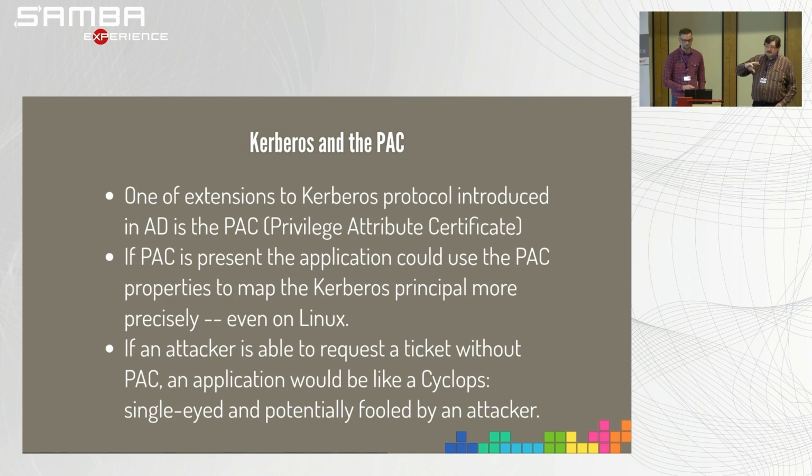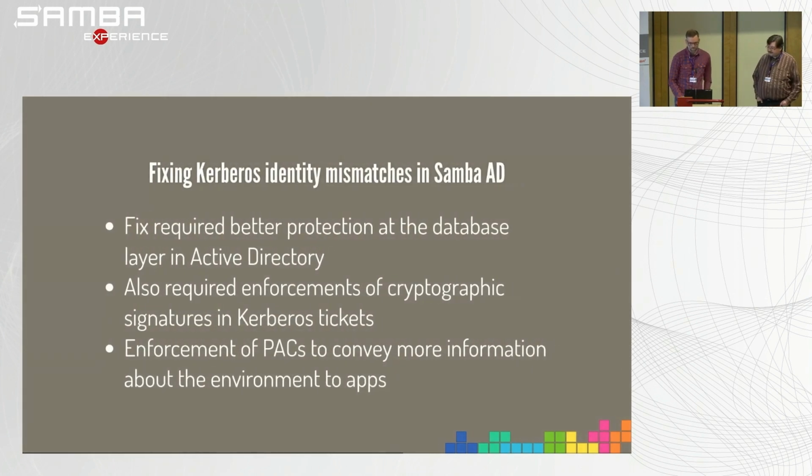So you could be triggered into a situation where these identity mismappings happen. And fixing some of these problems took a lot of time, but recognizing that these are the problems took even more time. So to fix these problems, a fix was required to have better protection at the database layer in AD, to also check, for example, SIDs and not compare names. Then enforcement of cryptographic signatures in the Kerberos tickets, so additional checksums, and enforcement of PACs to give more information about the environment to the app which is consuming the PAC. And this was done to fix these CVE problems.